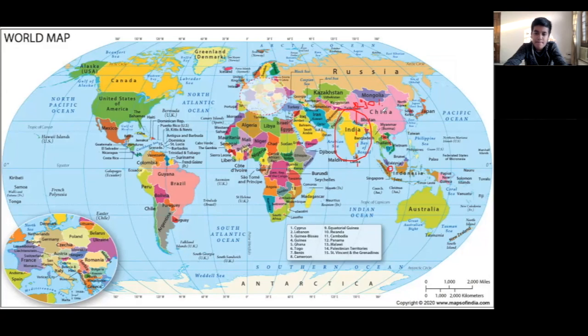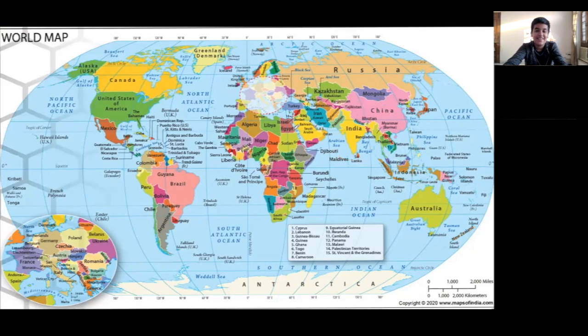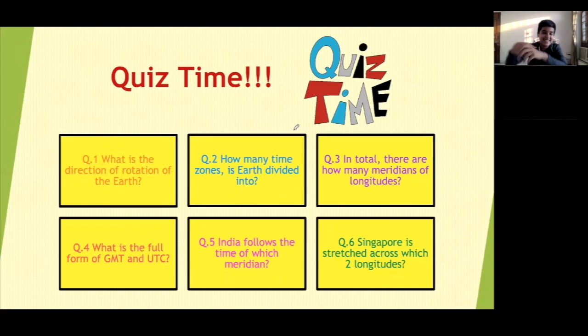Okay, let us move on to the quiz. The most awaited moment comes. Question 1 for today: what is the direction of rotation of the Earth? East to west. Are you sure? The sun moves from east to west, but the Earth rotates west to east. Since you have answered the second one, you will get 0.5.